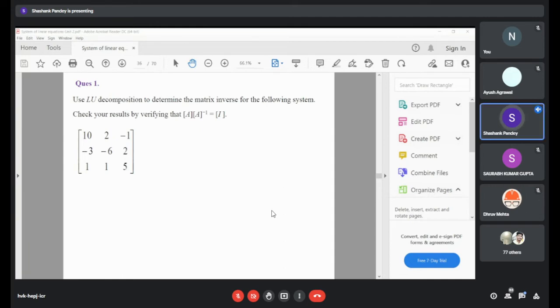So you give the upper triangular matrix and the lower triangular matrix. You can share your screen or write in the chat box the upper triangular matrix and lower triangular matrix. What are you getting?